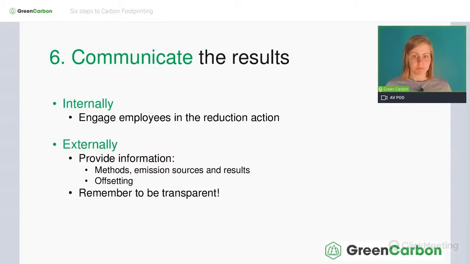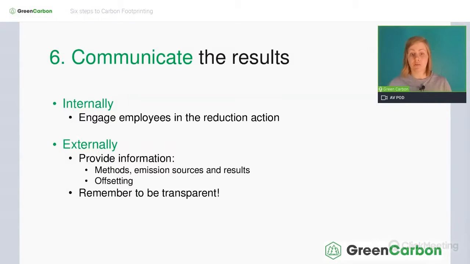So the last step is to communicate the results. It's important to communicate the results internally, so you engage the employees in the reduction actions, and you tell about the current situation and the future plans to reduce the climate impact. And also communicate externally. You provide information, for example, to consumers, stakeholders and investors about the results, of course, but also, as I said, the methods, emission sources and emission factors.